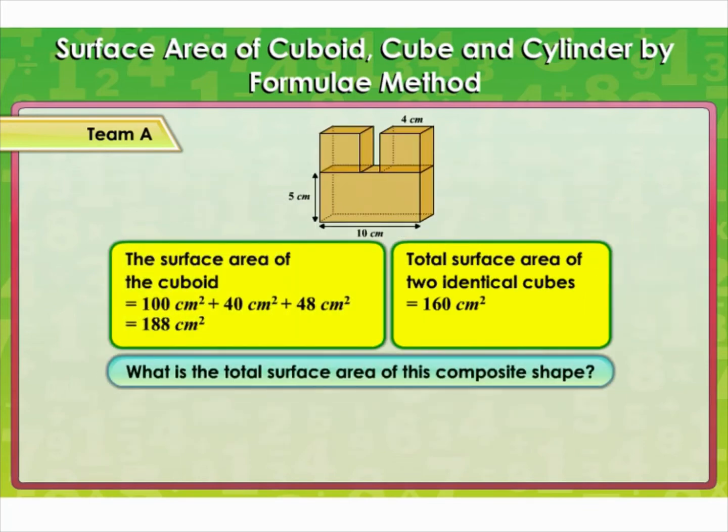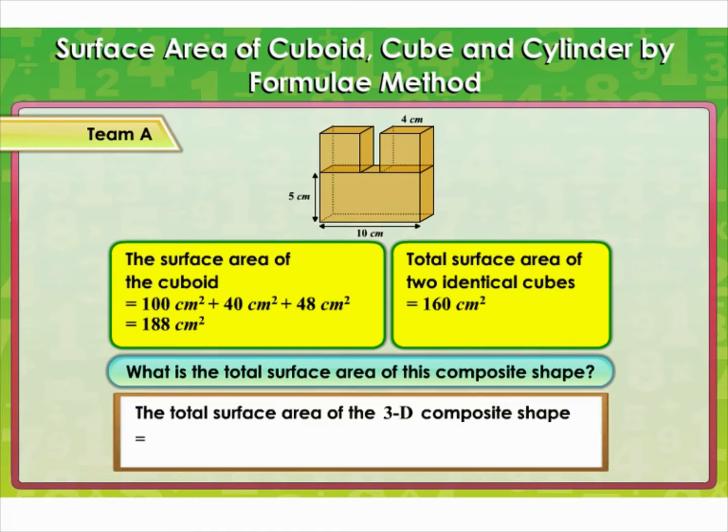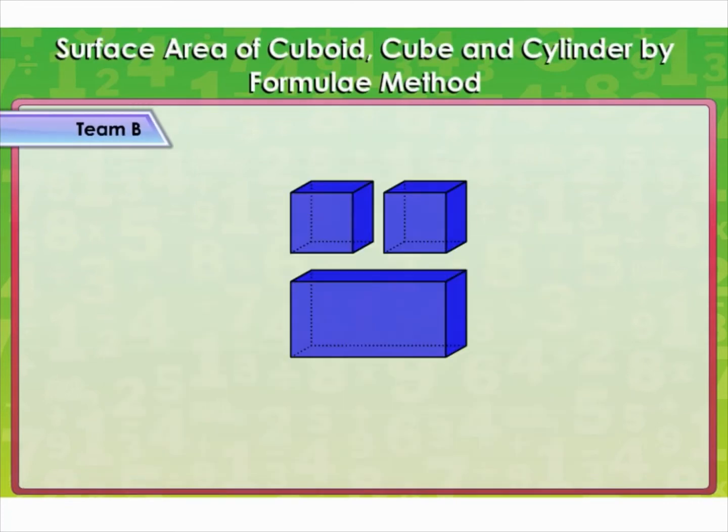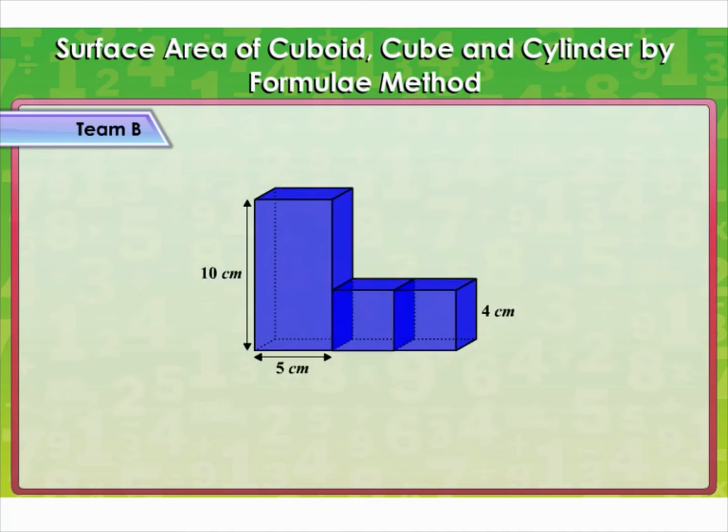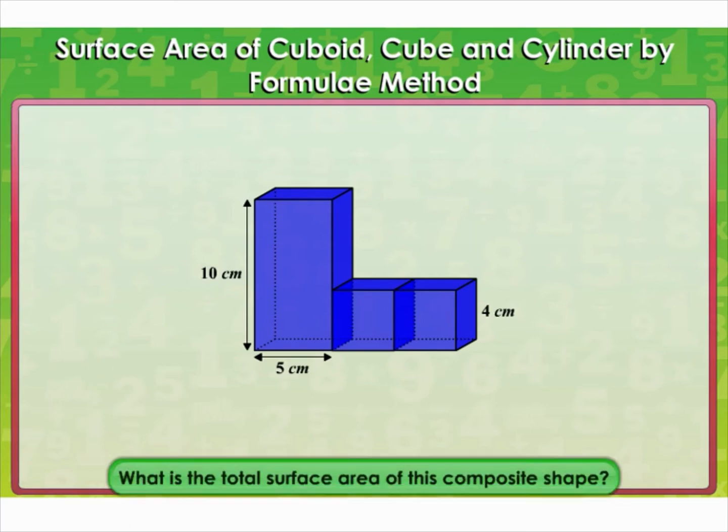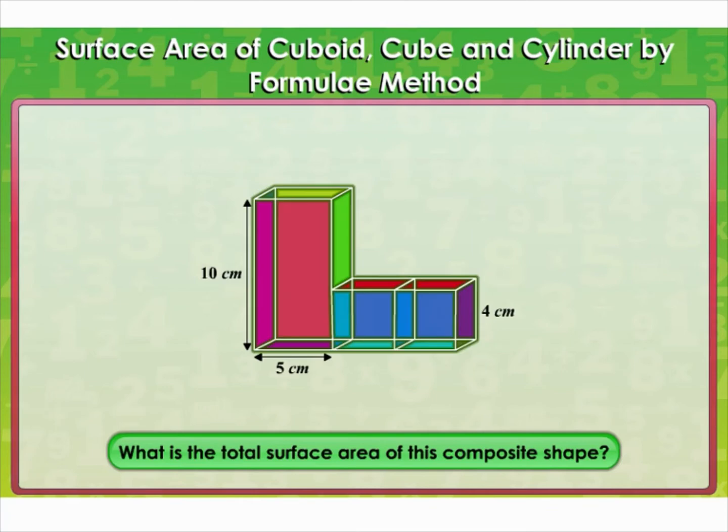So what is the total surface area of this composite shape? The total surface area of the two identical cubes plus the surface area of the cuboid is 348 square centimeters. Team B has built a three-dimensional composite shape using two identical cubes and a cuboid. What is the total surface area of this composite shape?